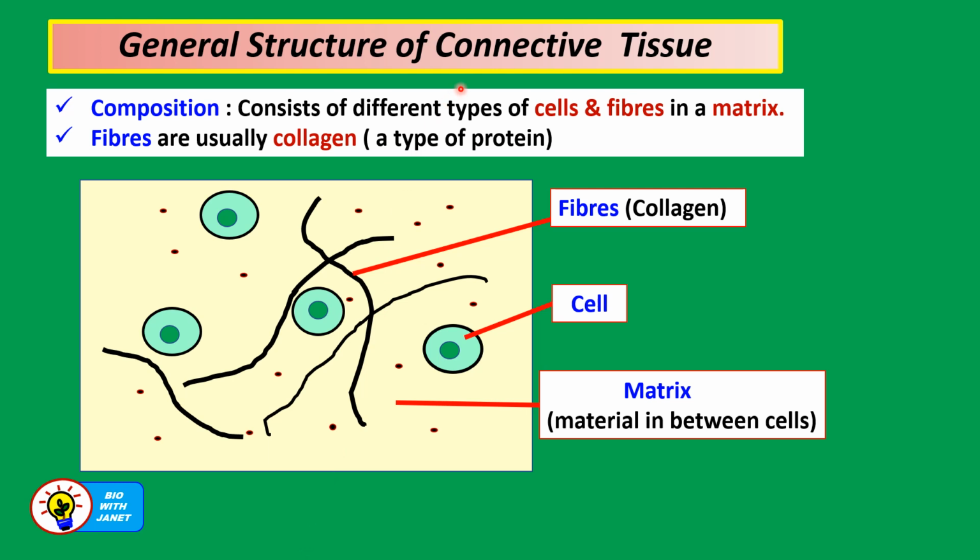So what is the general structure of connective tissue? As we discussed just now, it consists of different types of cells and fibers in a matrix, which is the ground substance. And the fibers are usually collagen, and it could also be elastin, a type of elastic fiber. So these two fibers give the connective tissue strength. Right. So here we see a picture of the general structure of connective tissue. The yellow substance is the matrix, the material in between the cells, and we have the cells here, cells of the connective tissue, and then there are fibers like collagen and elastin.